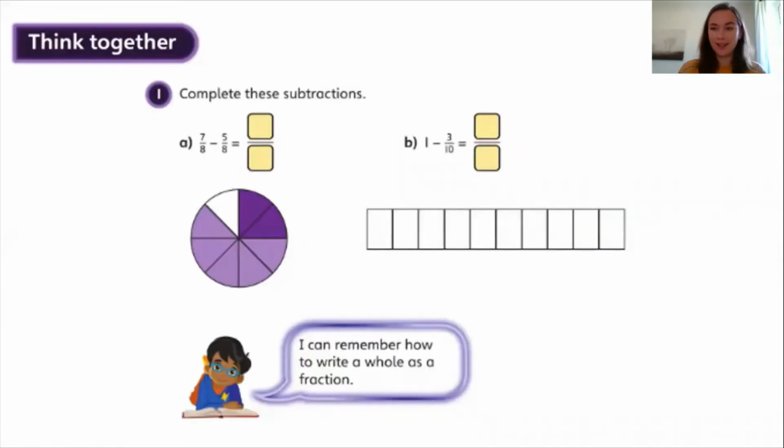We'll move on to the Think Together now. As with yesterday, I will talk through the first one with you and then you'll be able to have a go on your own. Okay, so we've got to complete the subtractions. 7/8 take away 5/8 equals what? Let me grab a pen here.